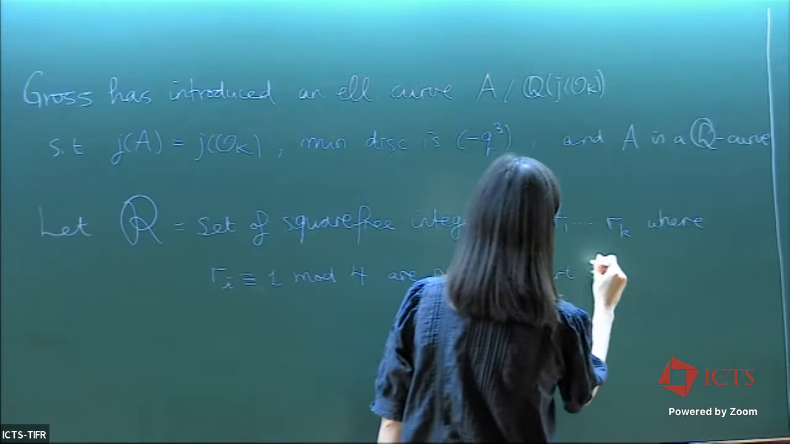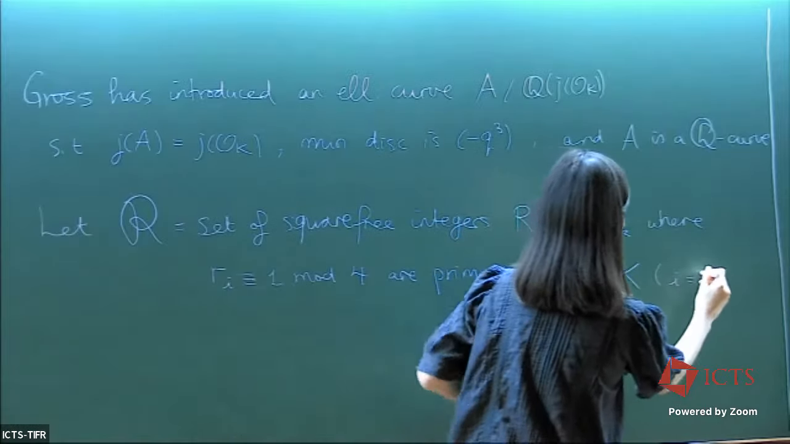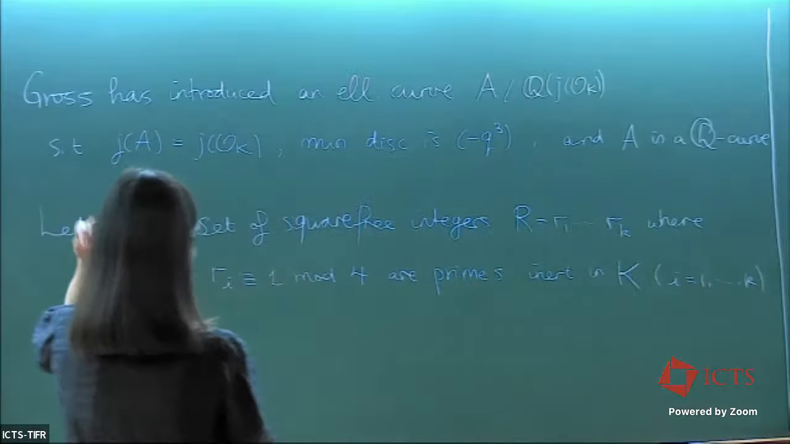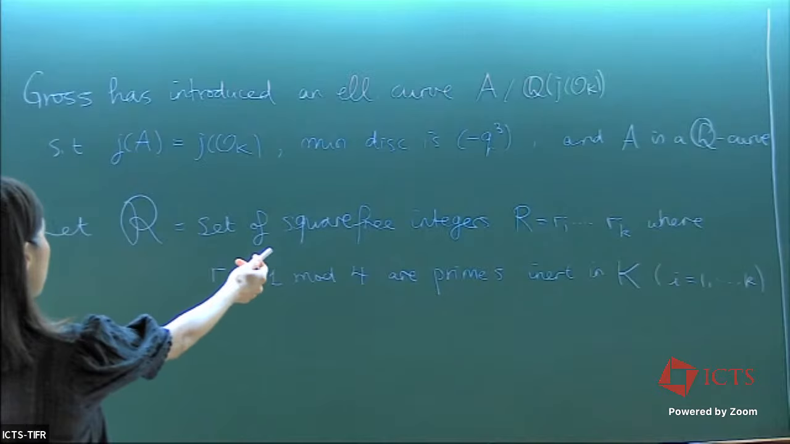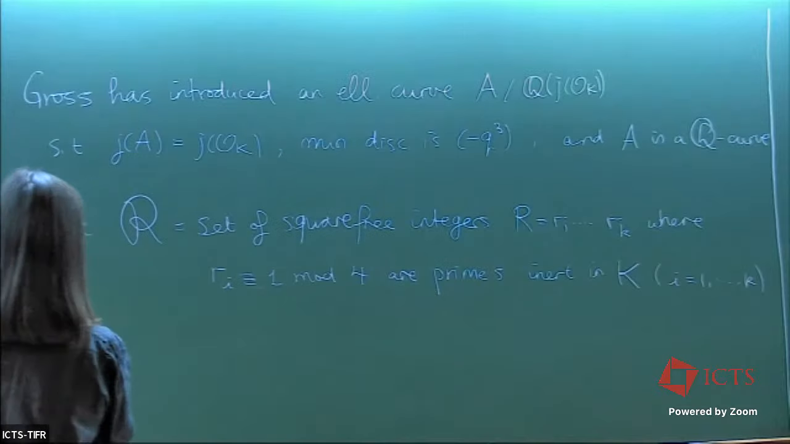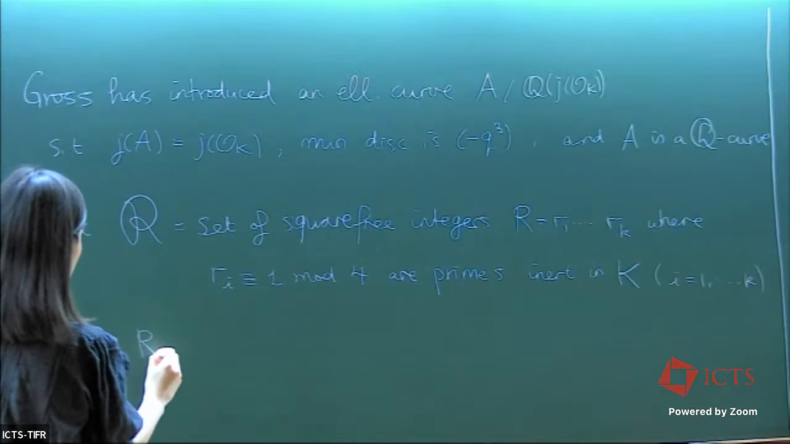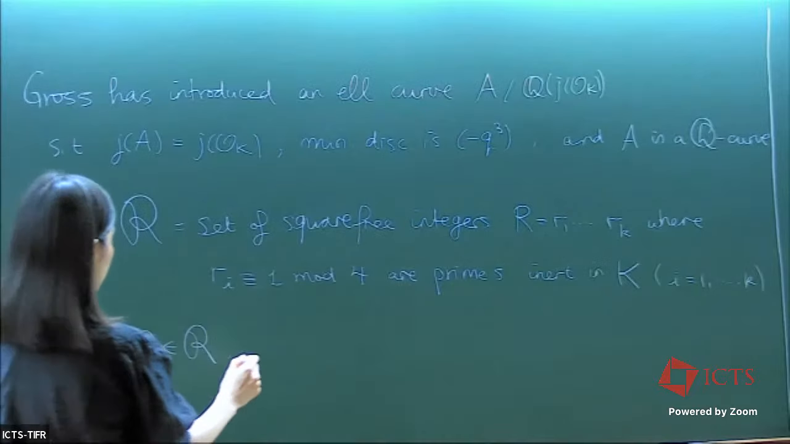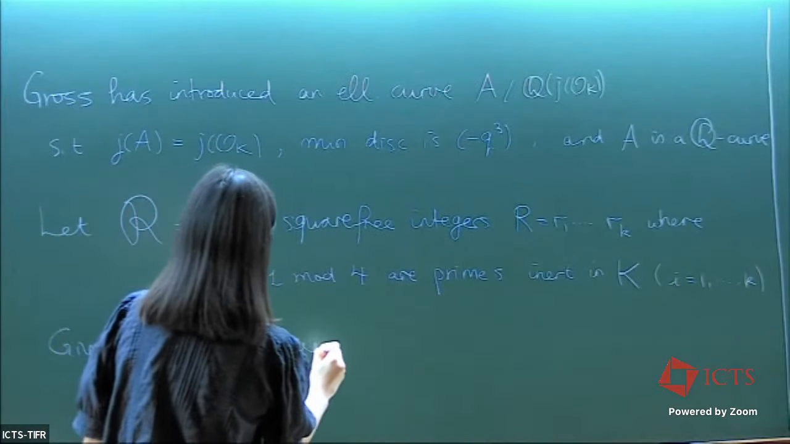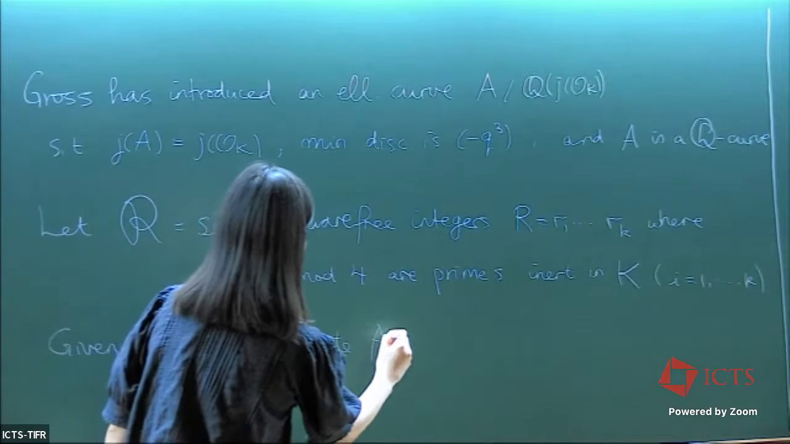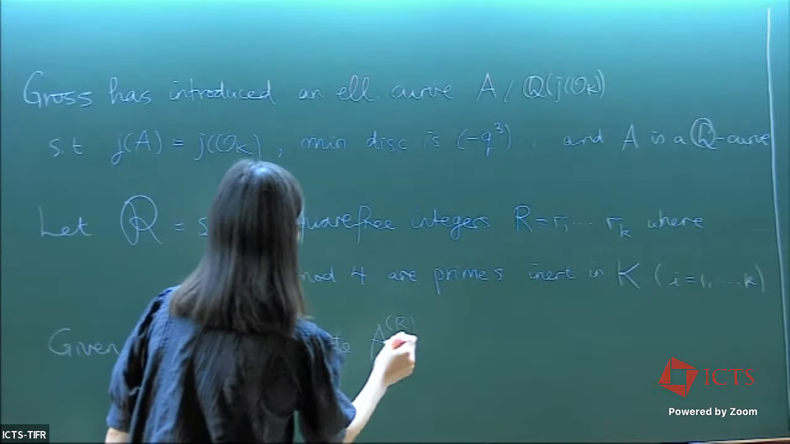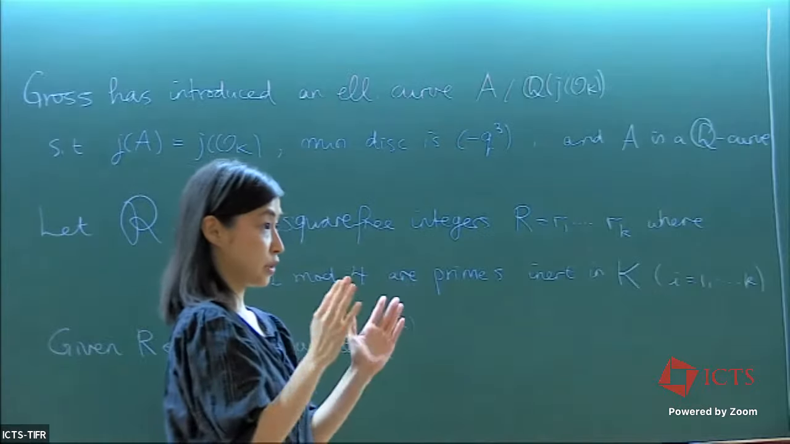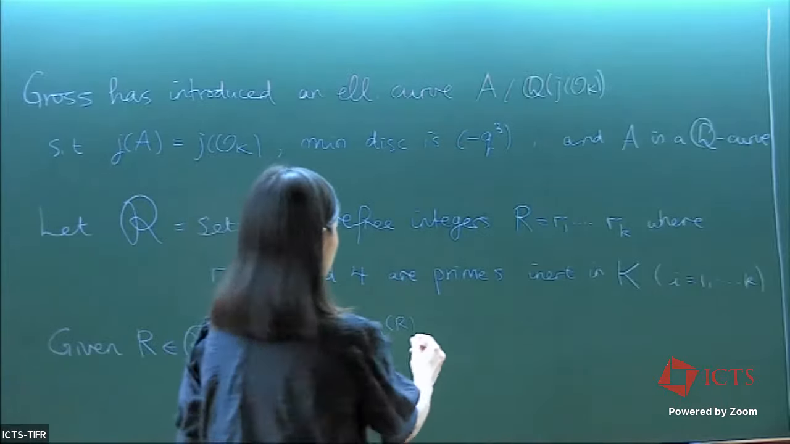So inert in K for I. And given an element in this set, let's write A bracket R to be the quadratic twist of A by the extension you get by adjoining to H the square root of H.